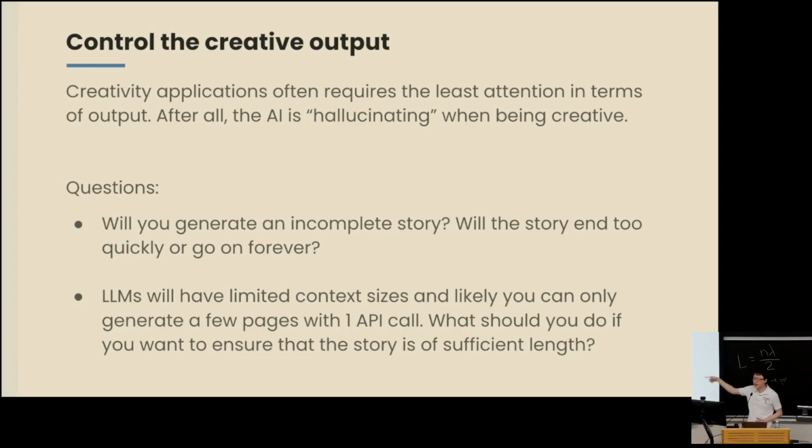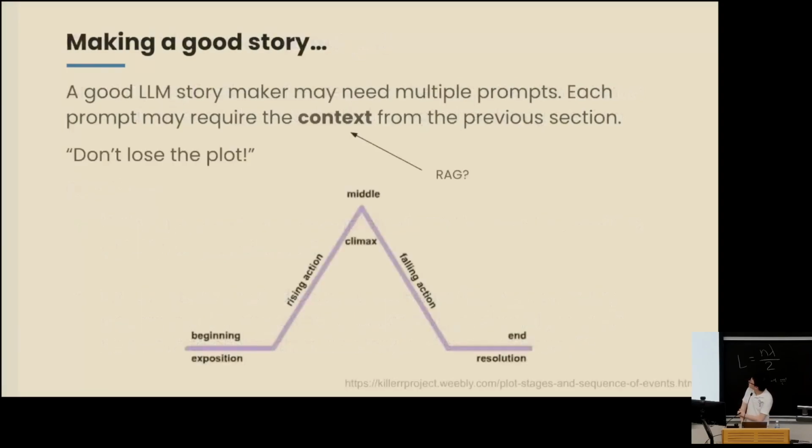The second thing is the limited context sizes, right? If you want to generate a novel, a 100-page novel, one API call isn't enough. So let's take a look at my next slide, okay? I'm going to talk about English, making a good story.